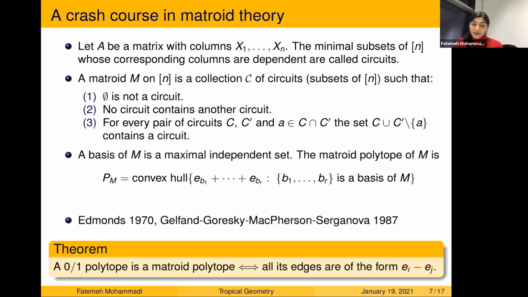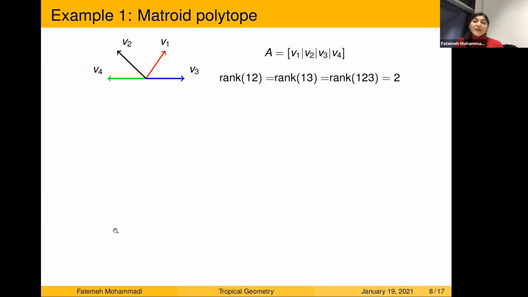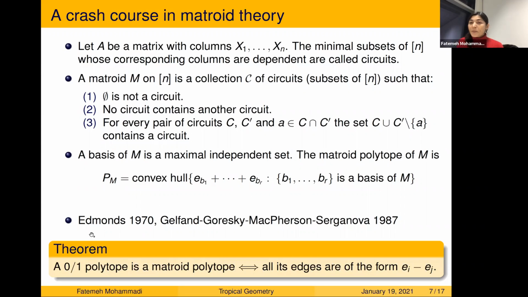Okay, so that was a matroid polytope. Excuse me, Fatemeh, can you explain again what e_{b_1} is, the 0,1 vectors? Oh, sorry, these b_1 to b_r are a basis of my matroid. So that's a subset of 1 to n.